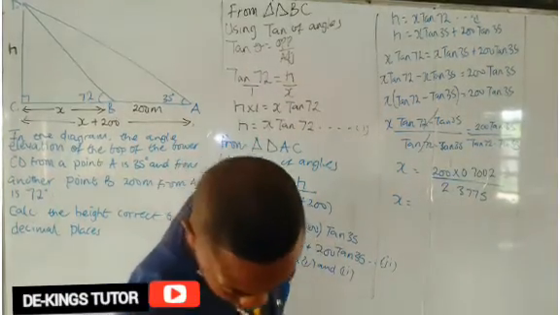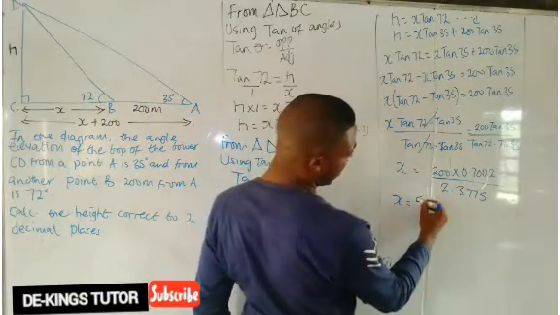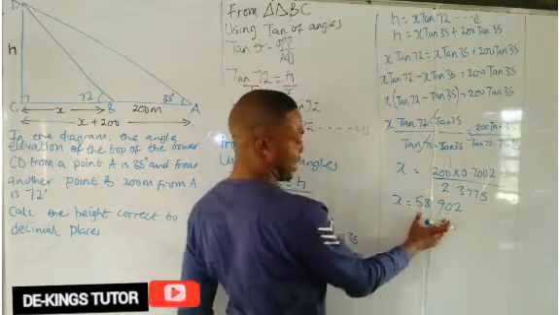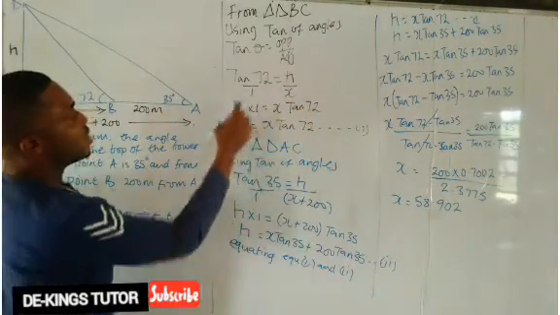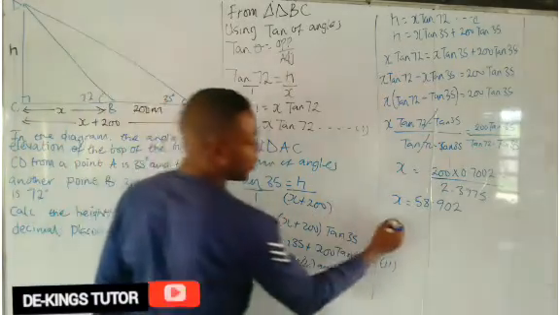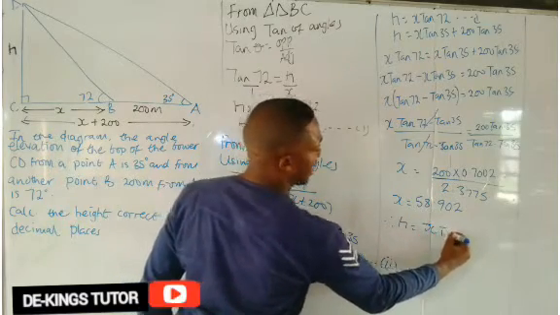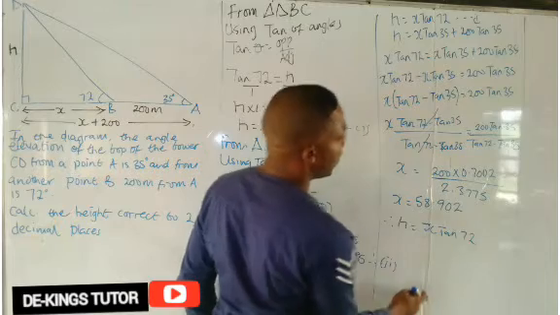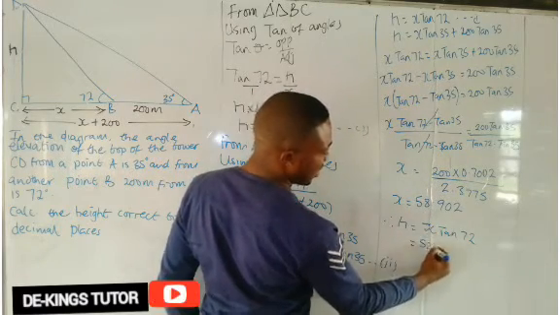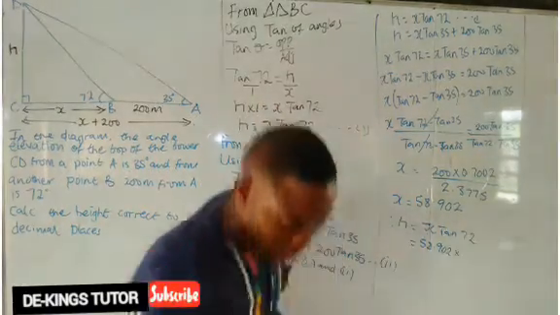Using the calculator, that will give us 58.902. Okay, that is our x. Now come back to this point where our h is the subject, which is the height. To get our height, therefore our h, which is x tan 72, will be equal to 58.902 times tan 72.